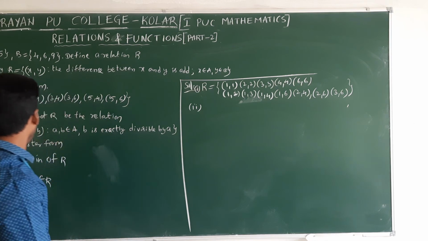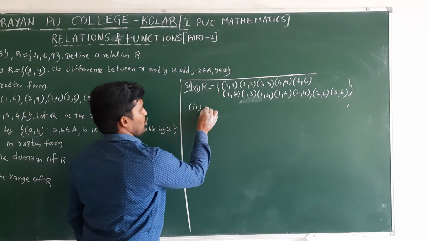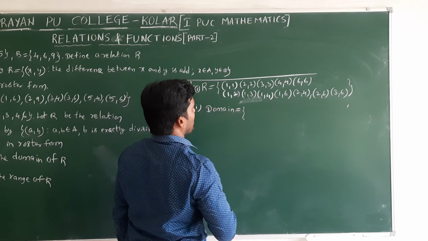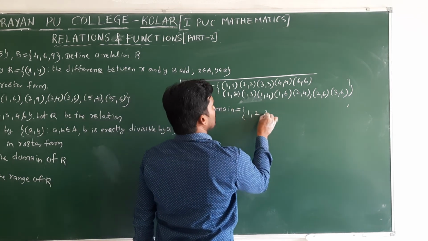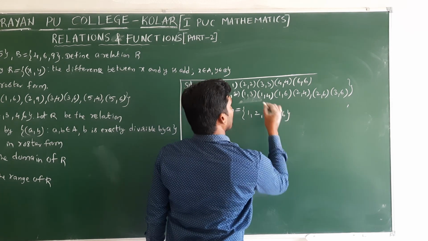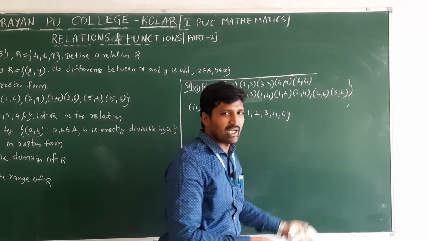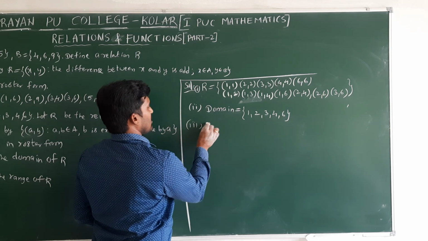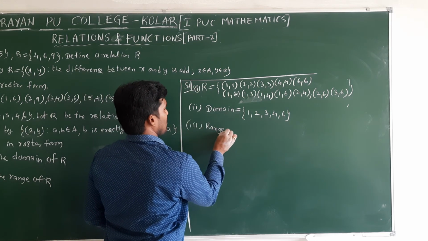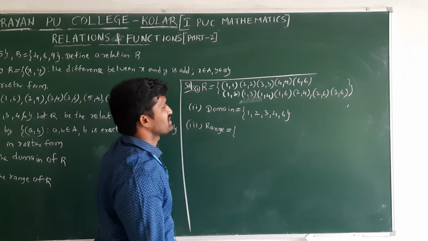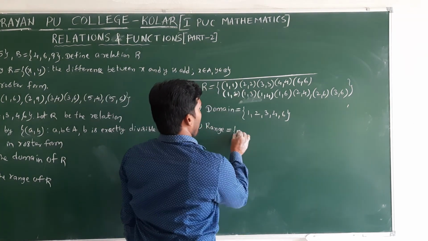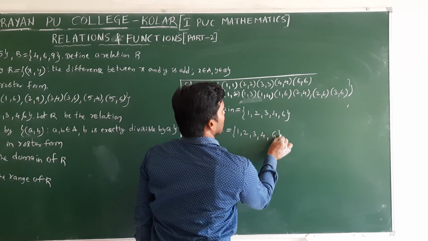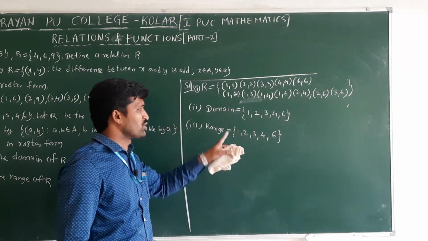Second question, what? Find the domain of R. Domain: set of first elements in ordered pairs. 1, 2, 3, 4, 6. Again repeated, no need to write repeated elements. Range: range means set of second elements in ordered pairs. 1, 2, 3, 4, 6. Your domain and range are both the same only.